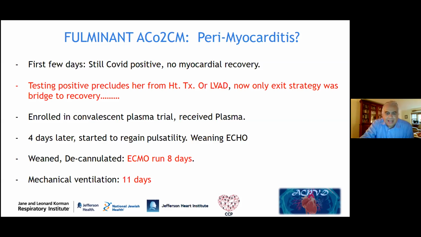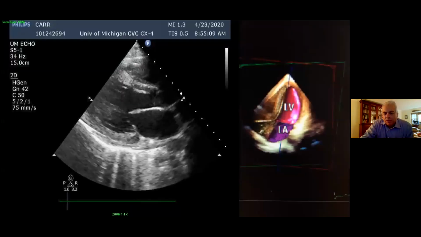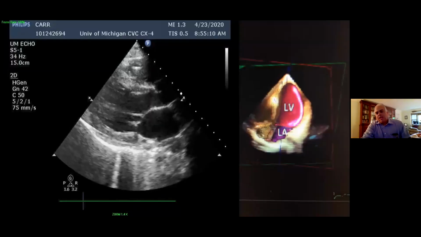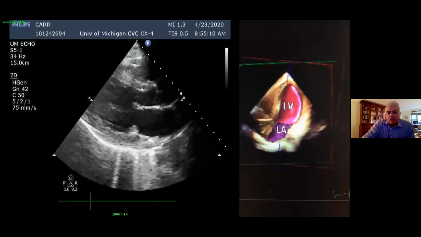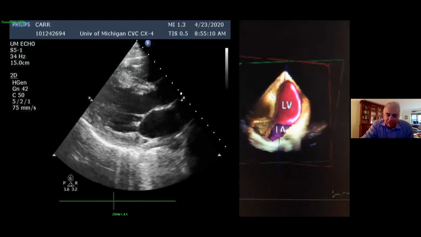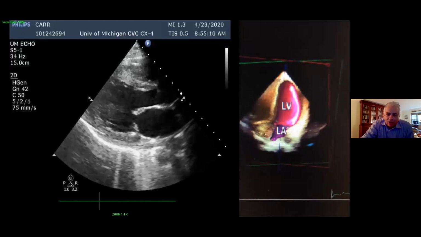She was decannulated 8 days after being on ECMO, and she was also on mechanical ventilation for a total of 11 days. Here's her echo, and here's a nice 3D reconstruction showing much improved. And now she is, from what I hear, doing very well.